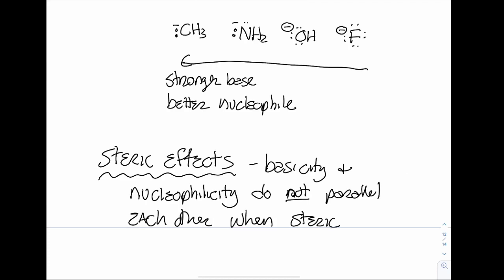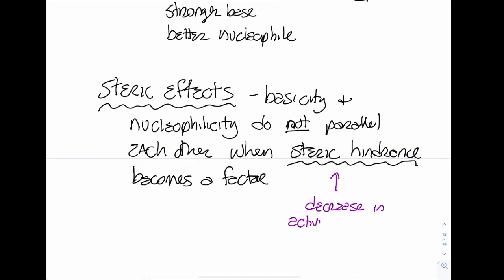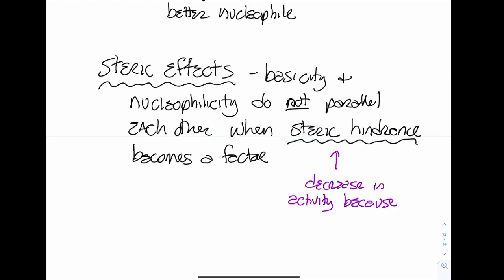When steric hindrance just means it has a lot of steric strain, right? It's hindered sterically. It becomes a factor. So remember, steric strain means I just have a lot of electron groups all kind of in each other's way, right? I think I used the personal space analogy. So it's a decrease in activity. I don't know if activity is the best word. Because I have bulky groups in the way. And I'll show you kind of what I'm talking about here.